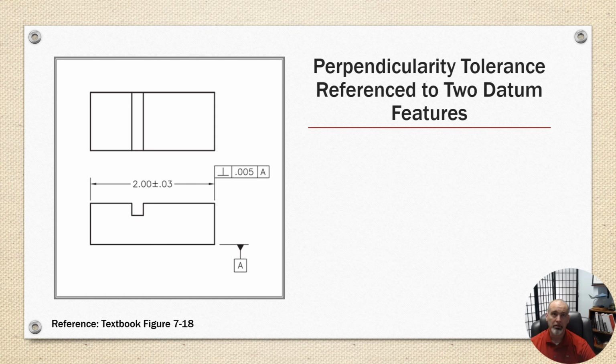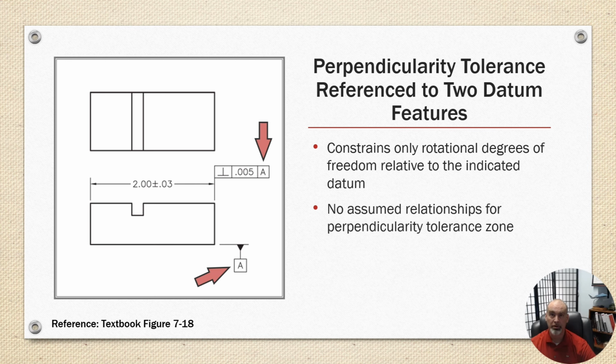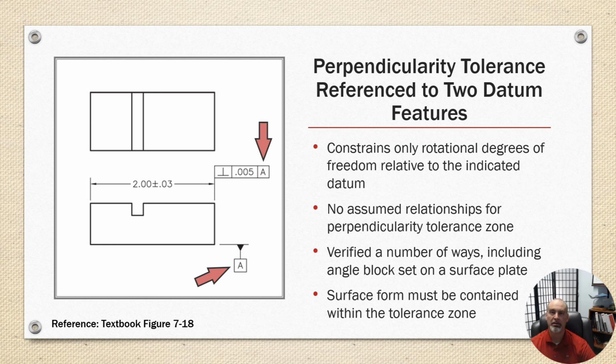Perpendicularity tolerance reference to one datum feature. Constrains only rotational degrees of freedom relative to the indicated datum. No assumed relationships for perpendicularity tolerance known. And verified a number of ways, including angle block set on a surface plate could be a method. And surface form must be contained within the tolerance zone.